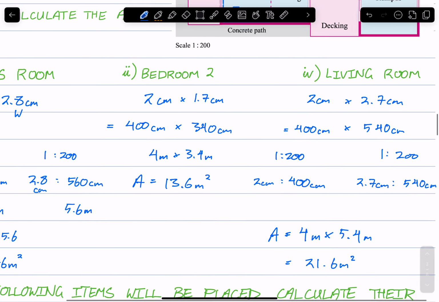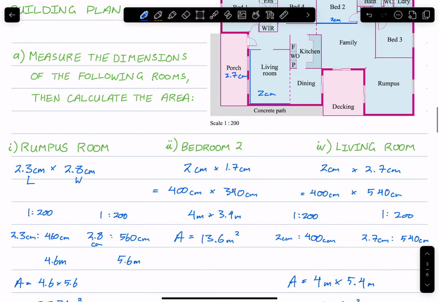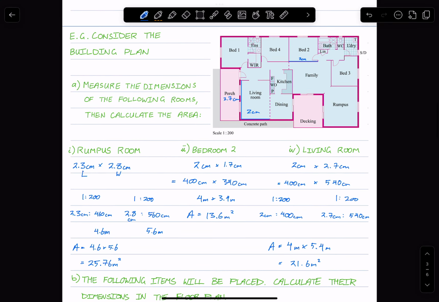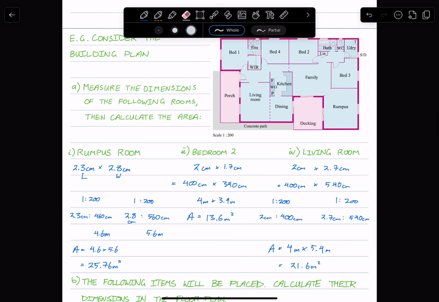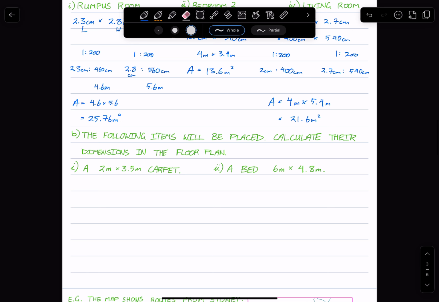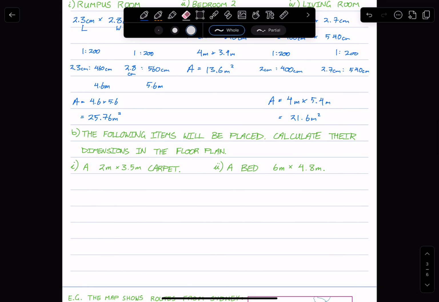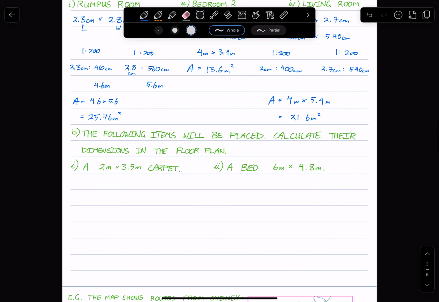I hope that's giving you an insight into how we can apply this to a real world example where we have to do some measurements. I'll see you in the next video for this example, where we again work backwards, where we are given the real distance, and so we're going to find what the scale distance would be.